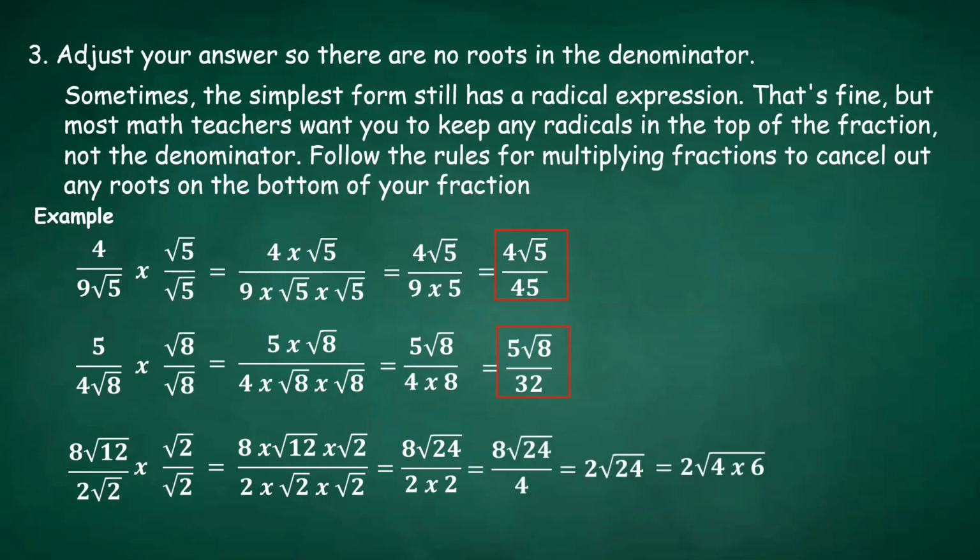Simplify. 8 square root of 24 divided by 4 is 2 square root of 24. Simplify again, the square root of 24 becomes square root of 4 times 6. And then, square root of 4 is 2. So just put 2 outside of the radicals, so the final answer is 4 square root of 6.